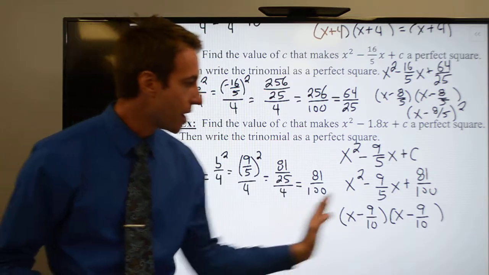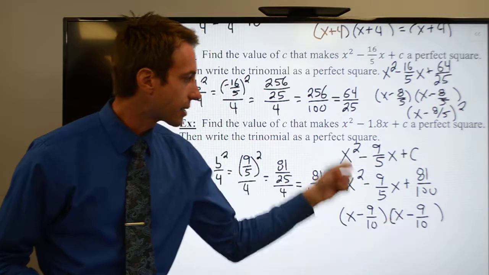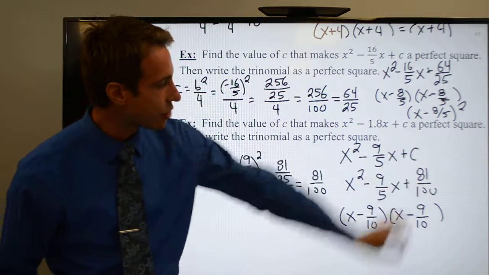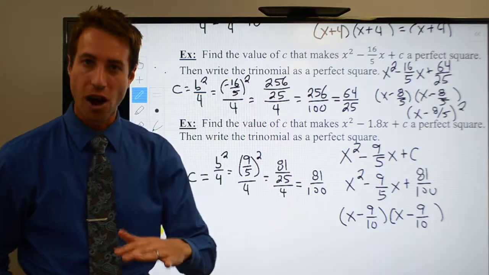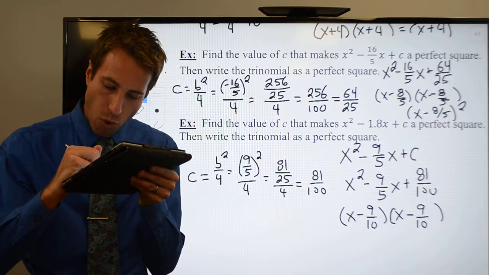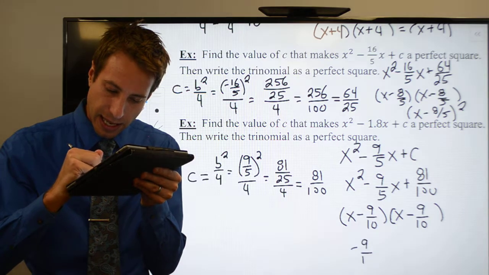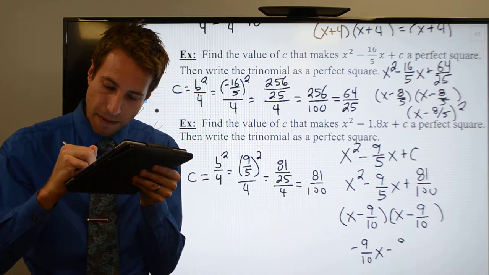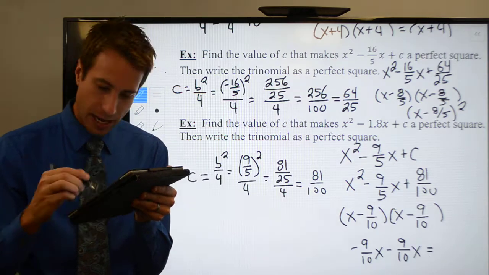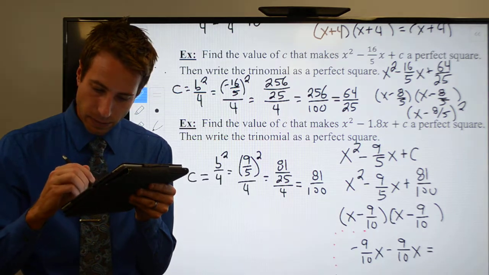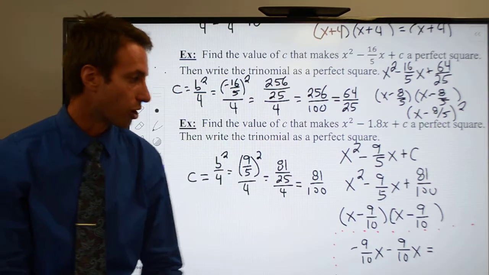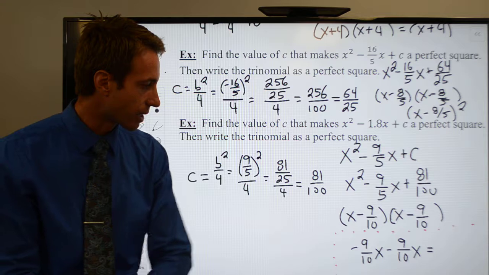Let me show you. You FOIL this guy out. X times x gets you the x squared, negative 9/10 times a negative 9/10 gets you the 81 over 100. What we're interested in is that negative 9/5. Well, you're going to wind up with a negative 9/10 x minus 9/10 x in the middle, right? This is side work, right? I'm just showing you that this method works. It's just as easy as it looks like it is.